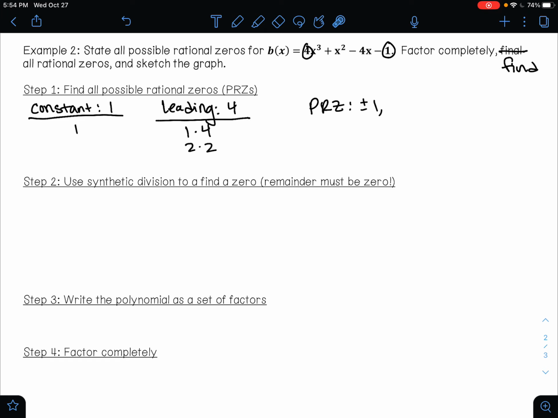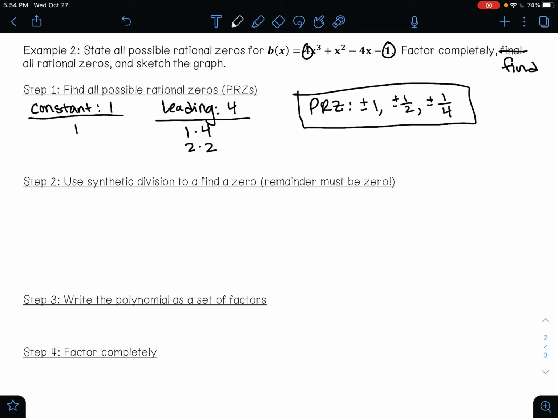1 divided by 2 is 1/2. 1 divided by 4 is 1/4. These are my possible rational zeros. Now we're going to use these possible rational zeros to find an actual zero.